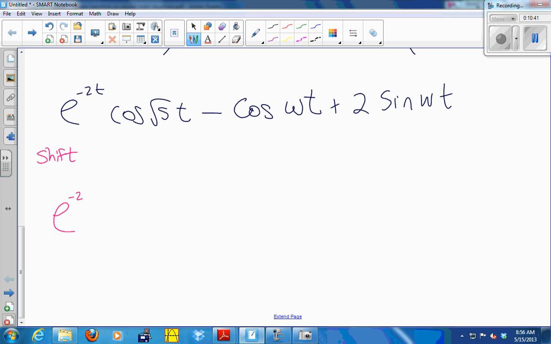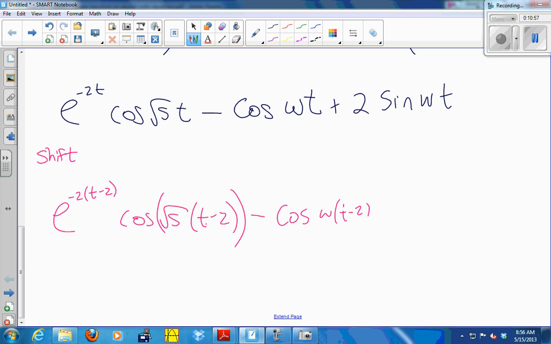So e to the negative 2 times t minus 2, cosine root 5 t minus 2, minus cosine of omega t minus 2, plus 2 sine omega t minus 2. Then I just have to multiply all of that by u sub 2.